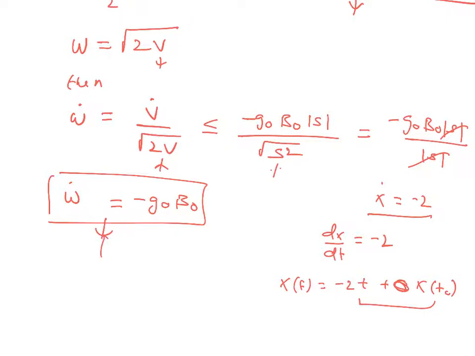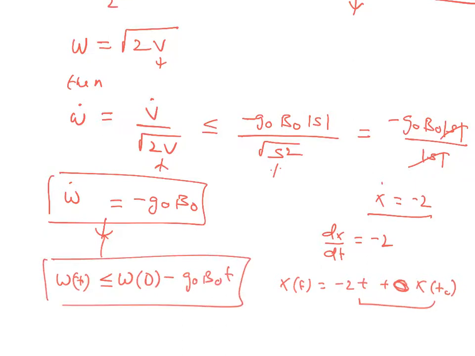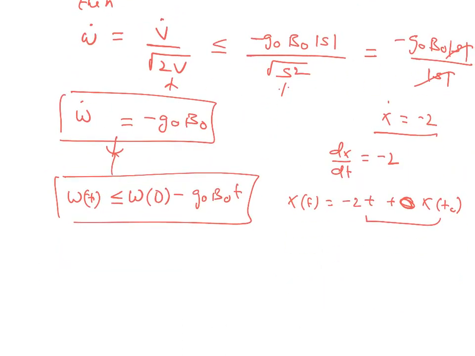What is omega of t, which is a function of s, of course. Using the same approach, this will be minus omega t0 minus g0 b0 t. I can solve for this, right? If this is equal to 0, I can get a finite time. So this is going with a constant slope, decreasing.